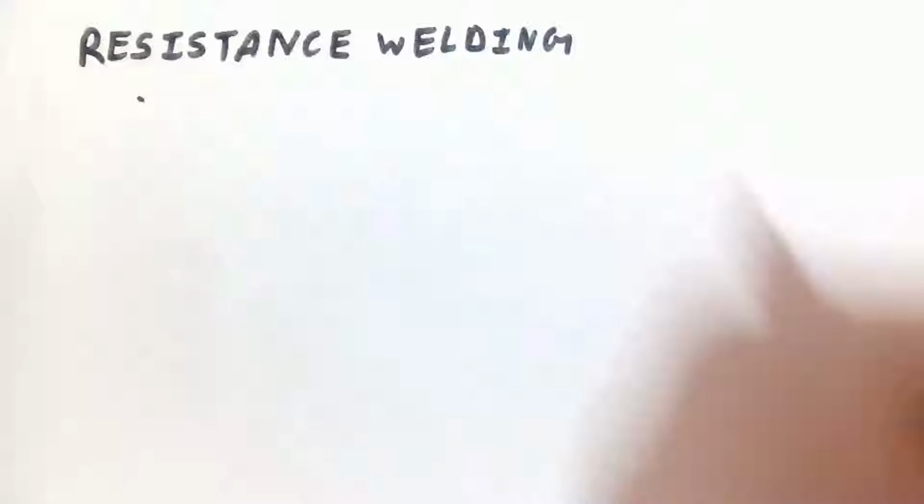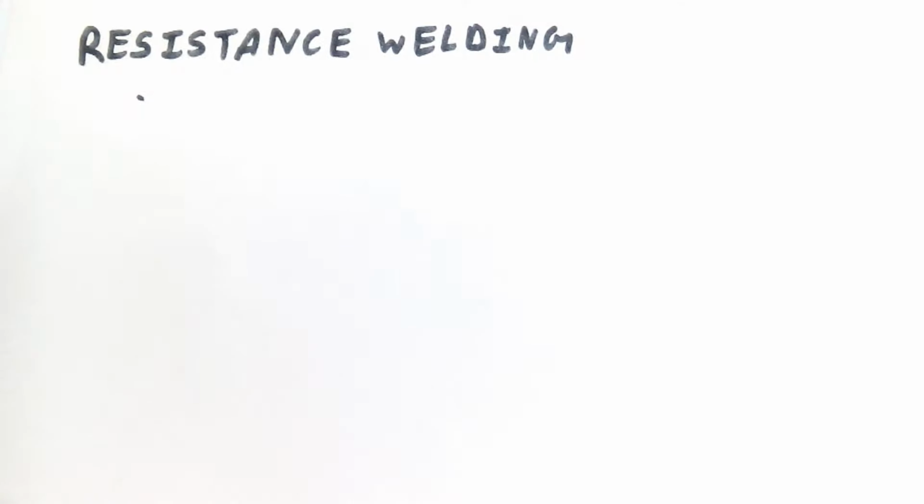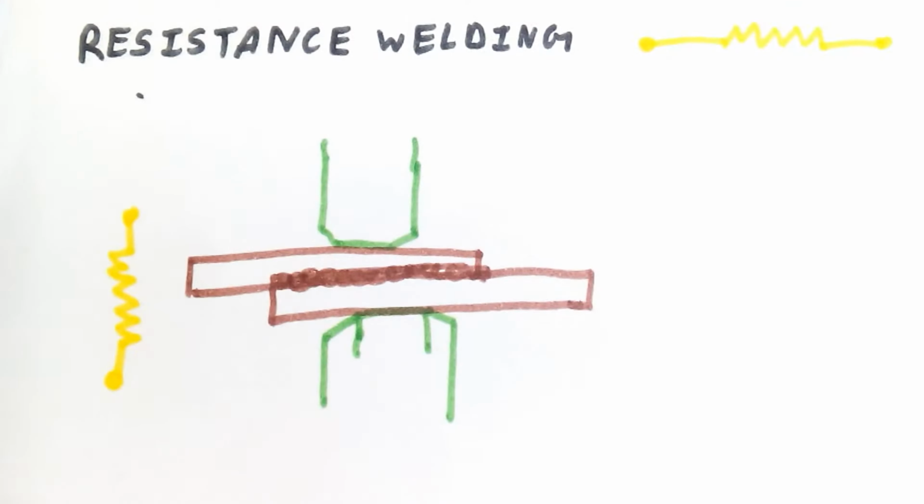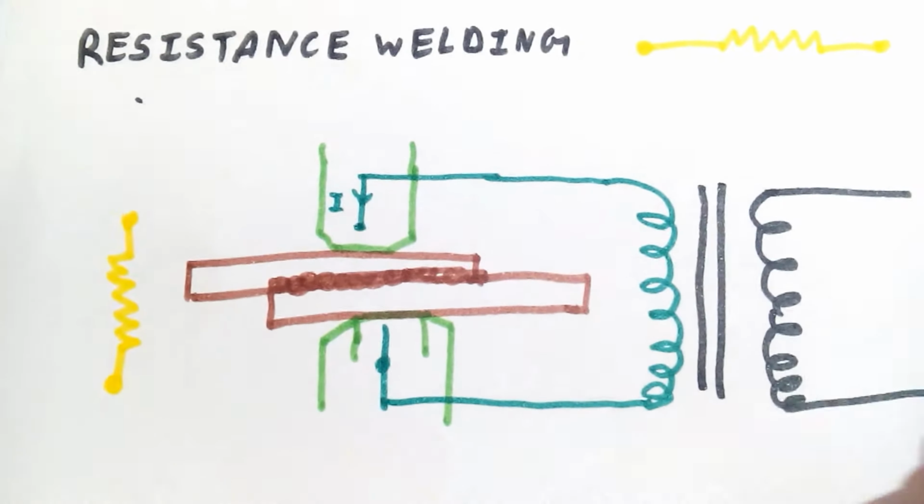Next in welding process is resistance welding. Here, coalescence is produced by heat obtained from resistance offered by the workpiece to flow of electric current in a circuit of which the workpiece is a part.